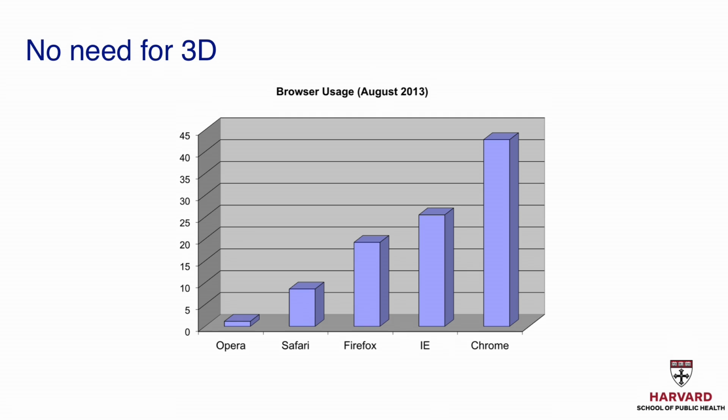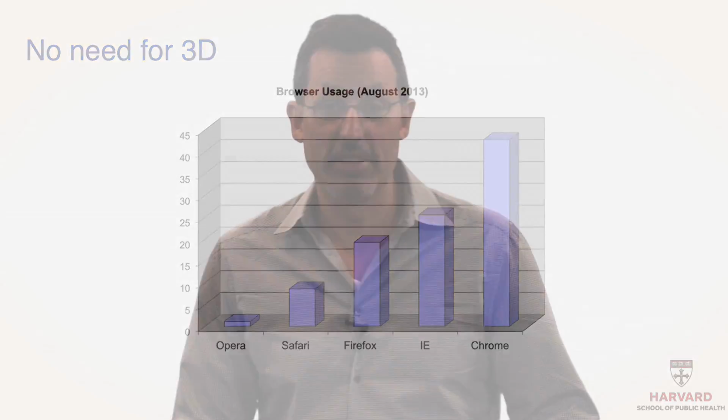We also see these bar plots in 3D, but that really doesn't add much, and in fact makes it a little bit harder to determine the actual height. So that's not something we want to see.